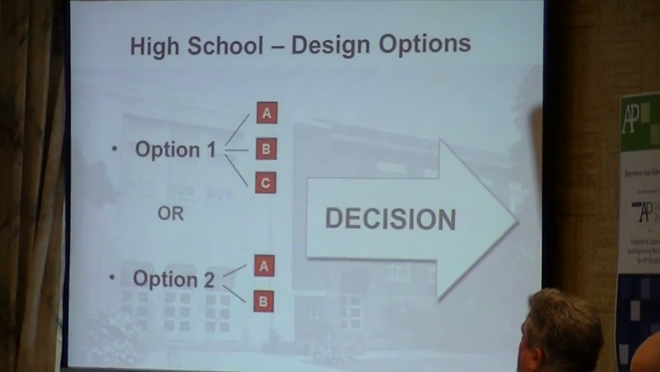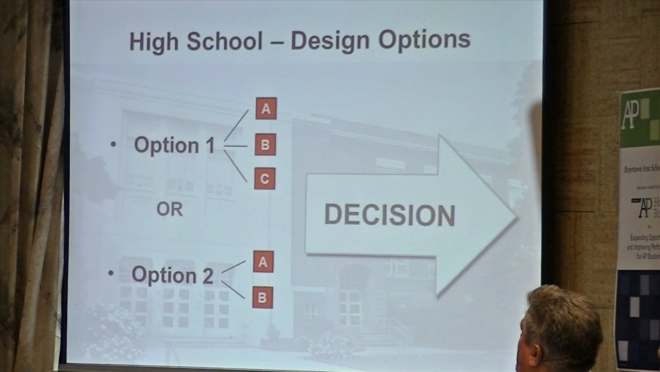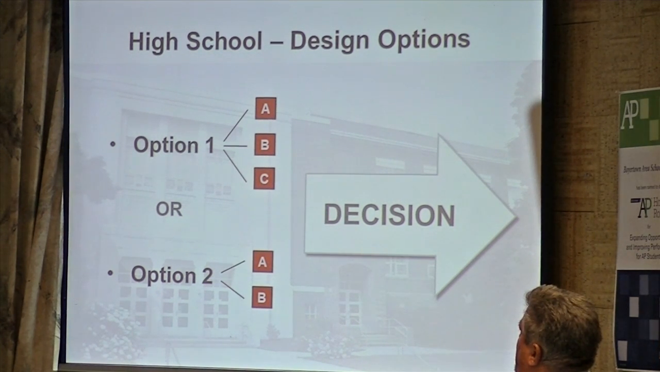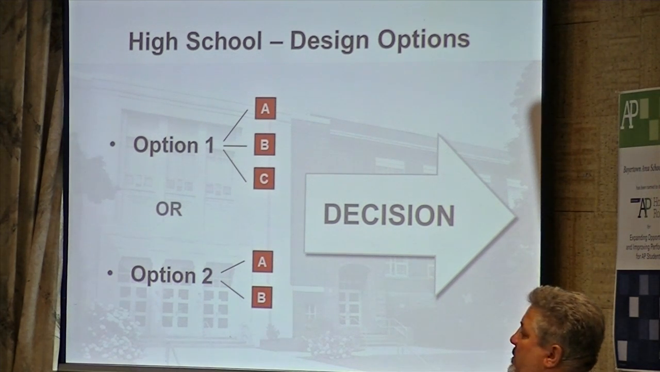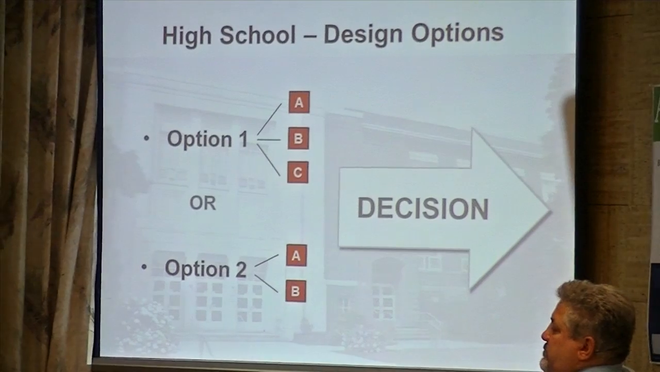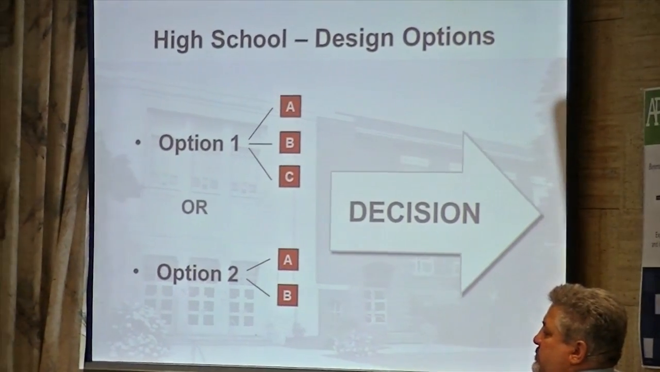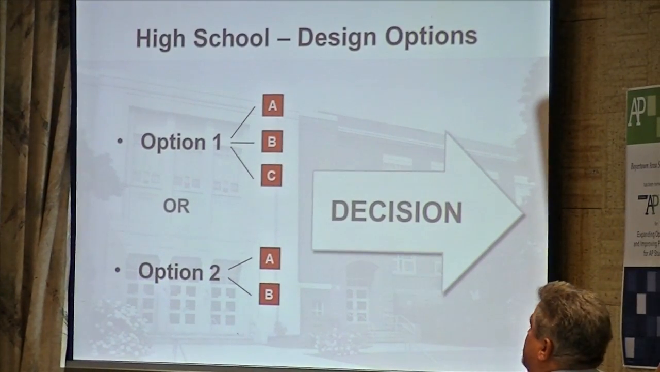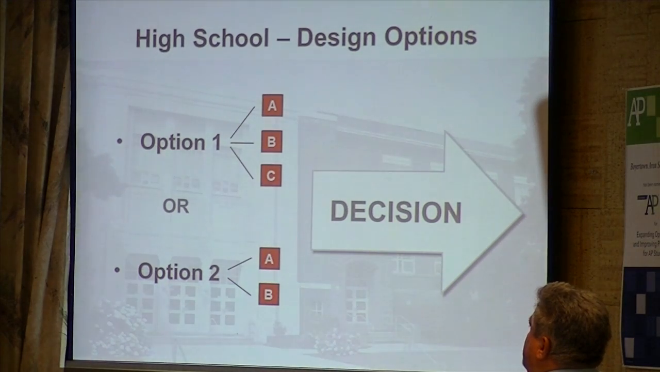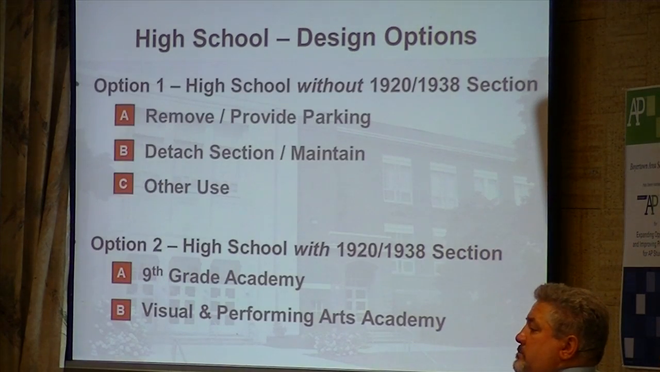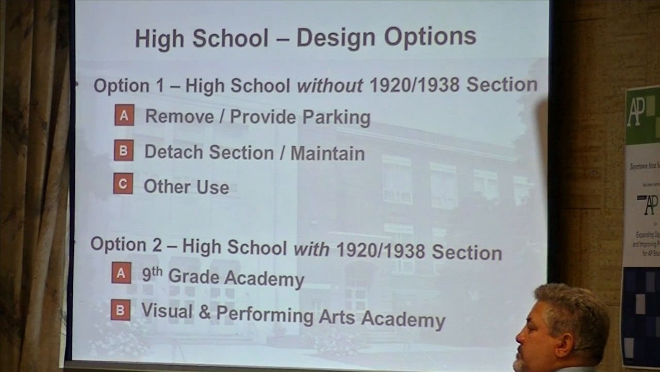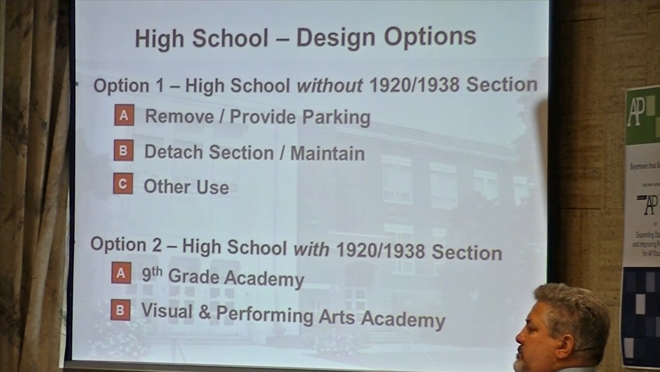So we're really going to look at option one, which is the current direction that we were going with the project. And under there, we're going to show three different options of how to deal with the original structure. And then under option two, we're going to show the original structure incorporated into the academic program of the project. And we have two options that we're going to show there, and compare the costs of those and the impact to the project.